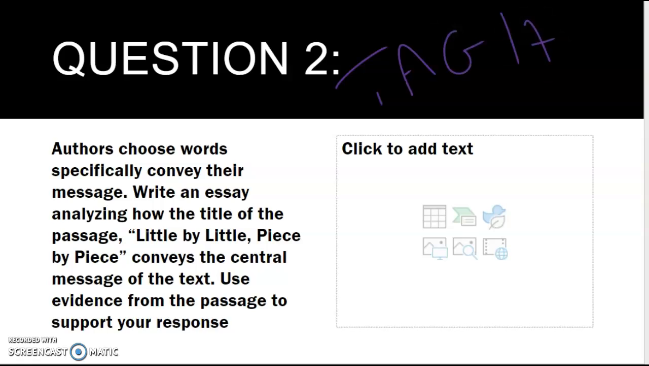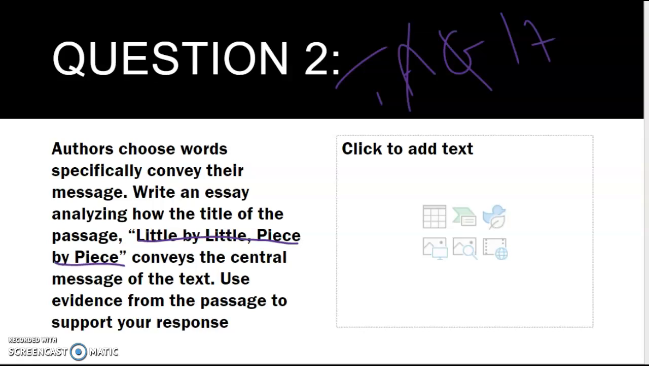First, we're looking for a title, "Little by Little, Piece by Piece." Then we're looking for author. Well, it doesn't tell us the author's name. Okay, so we don't have the author. Is the genre in here? Nope, no genre. So we have our title.